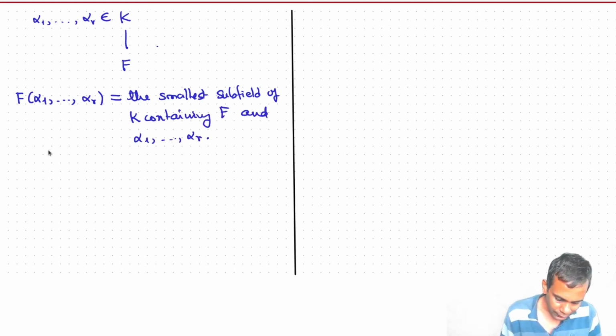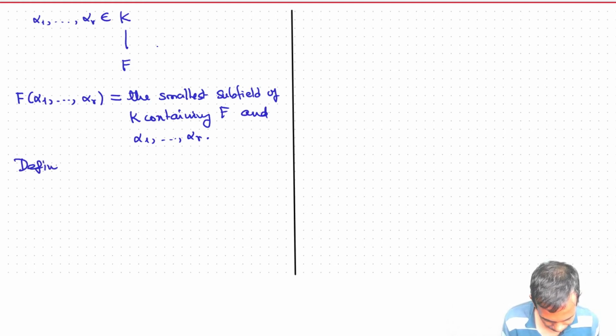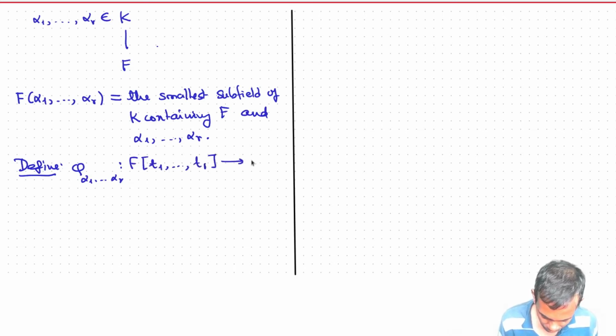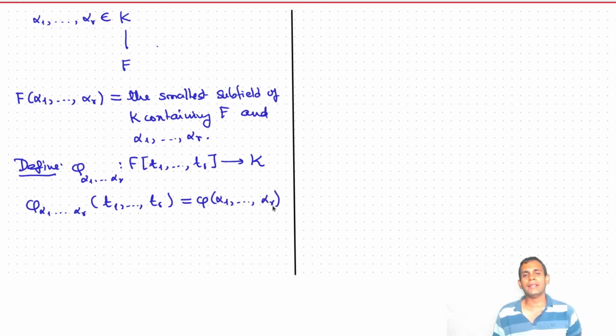Now you can again define a substitution map, but from a multivariate polynomial ring. We'll call it phi subscript alpha 1 through alpha r. It's going to be a ring homomorphism from F[t1, ..., tr], the polynomial ring with r variables, into K. And what it's going to do, as you can guess, is send a polynomial evaluated at t1 to tr to the value of the polynomial at alpha 1 through alpha r. So you substitute for ti the value alpha i.